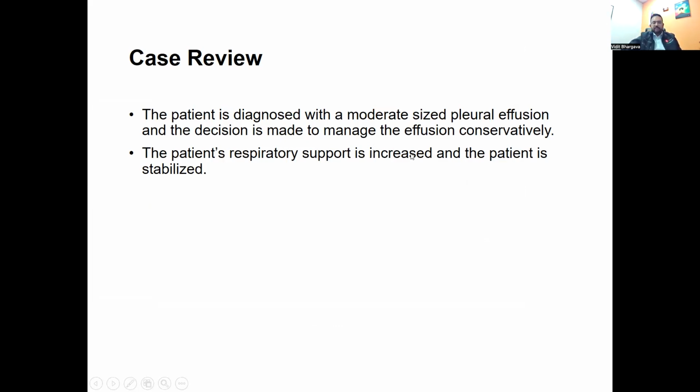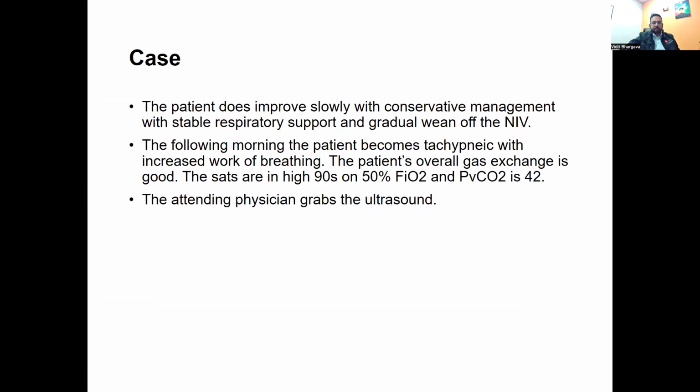The patient's respiratory support is increased. The patient is stabilized. They're given some diuretics to try and improve their overall fluid status. With those measures, the patient does improve slowly with conservative management and is on stable respiratory support, although a little gradual and slow to wean off their support due to their underlying chronic respiratory disease.